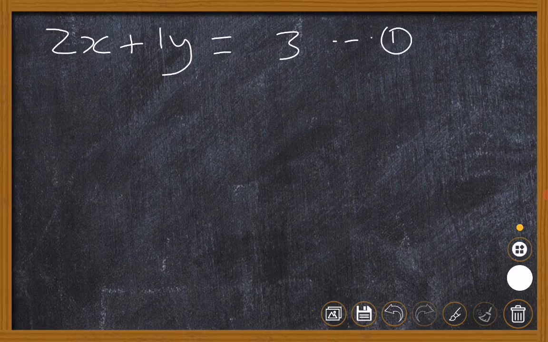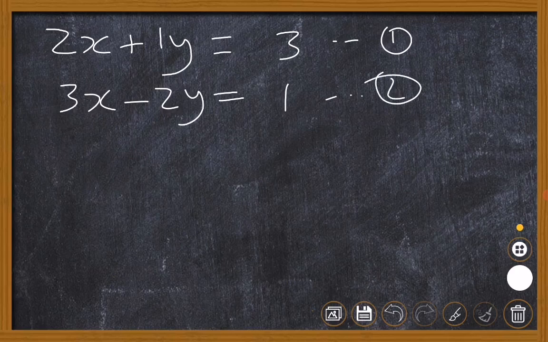For our second equation, let's say we've got 3x minus 2y equals 1. Actually, these are equations just from the top of my head. I don't know if we're going to get values that don't have commas in them. Sorry about that.